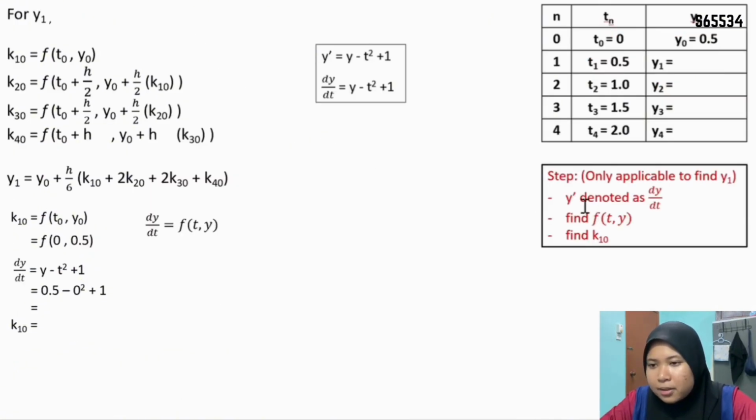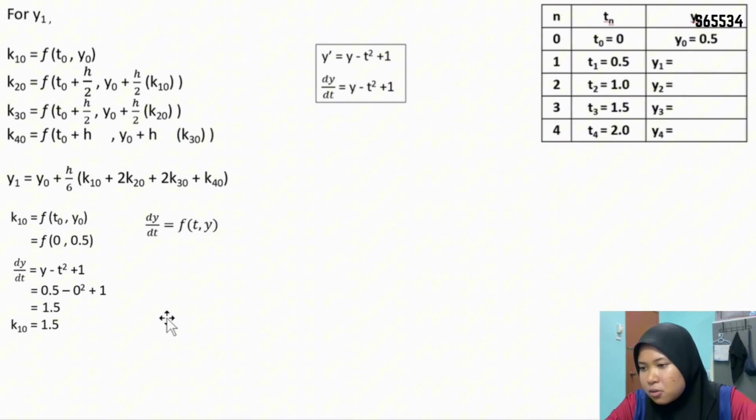Then to find y1, first we denote y prime as dy/dt, as shown like this. Then we need to find f(t,y). Given the formula, it is f(t0,y0). We can get t0 and y0 from the table, 0 and 0.5. How we find f(0, 0.5) is we know that dy/dt is equal to f(t,y), so we calculate f(0, 0.5) using this formula. Then we insert the value and we can get dy/dt, or k10, equal to 1.5.